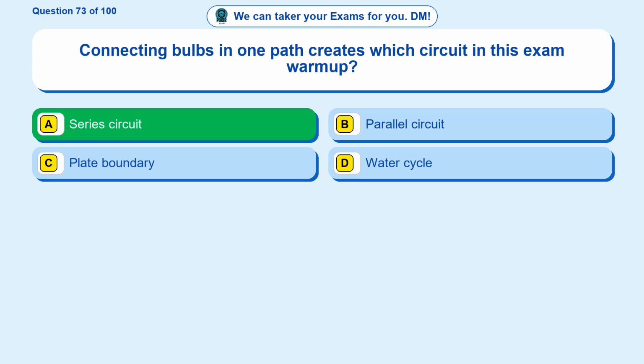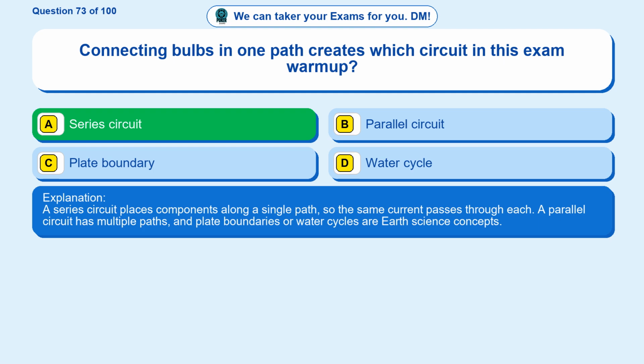Series circuit. A series circuit places components along a single path, so the same current passes through each. A parallel circuit has multiple paths, and plate boundaries or water cycles are earth science concepts.